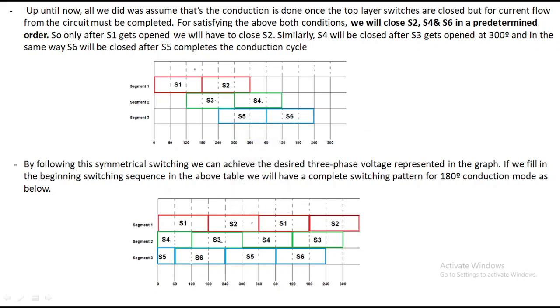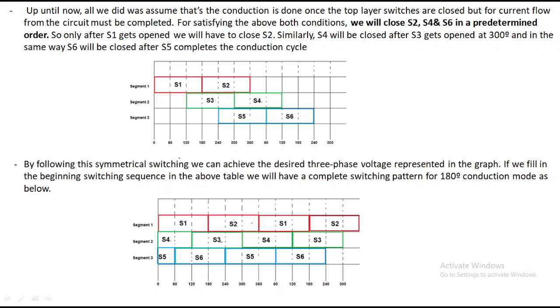So after S1 works 180 degrees conduction, S2 has to conduct 180 degrees. Same, after conduction of S3 for 180 degrees, S4 has to conduct 180 degrees. After conduction of S5 for 180 degrees, S6 also conducts 180 degrees. Like that, by following the symmetrical switching, we can achieve the desired three-phase voltage presented in the graph. So with this symmetrical switching, one by one after S1, S2 will be on.